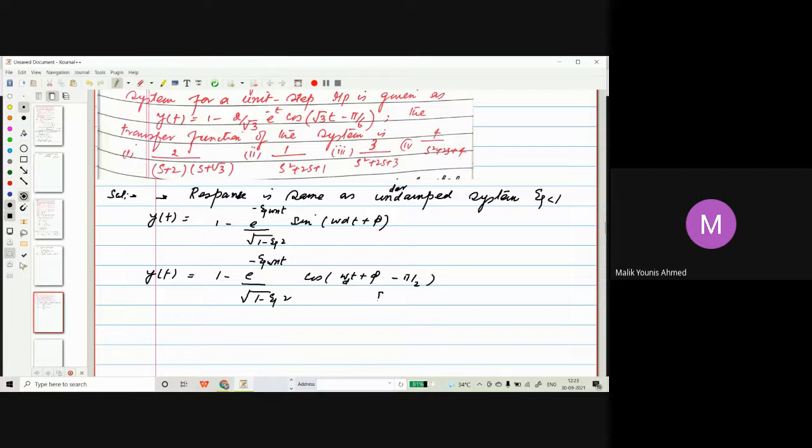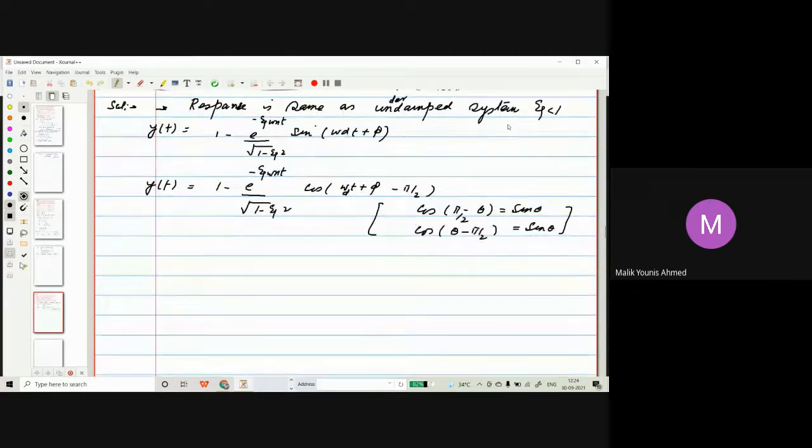Now, as we know, add sugar to coffee: in the first quadrant, all are positive. Cos of 90 minus theta will be sine theta. Cos of minus theta is always positive, so I don't have any problem writing this, and it can also be written as sine theta. Mathematics you have to know. Engineering without mathematics is nothing.